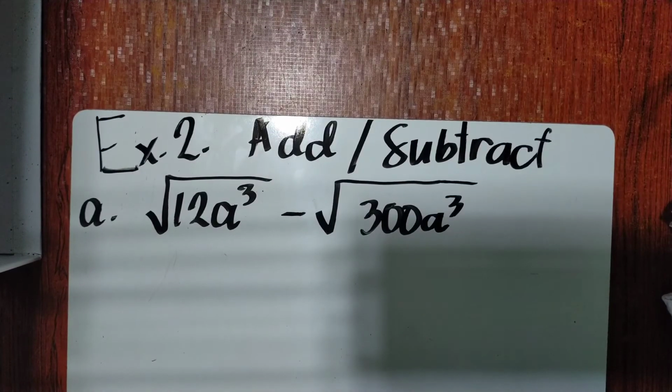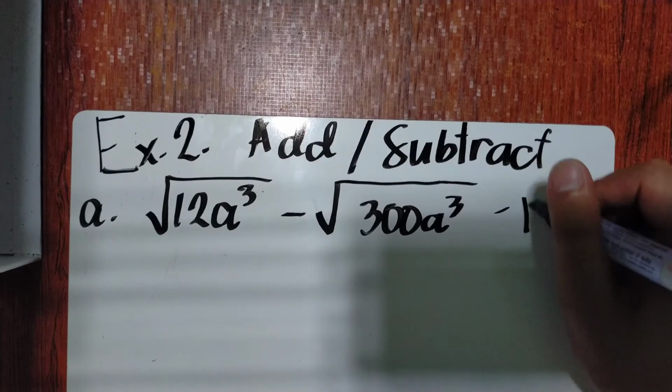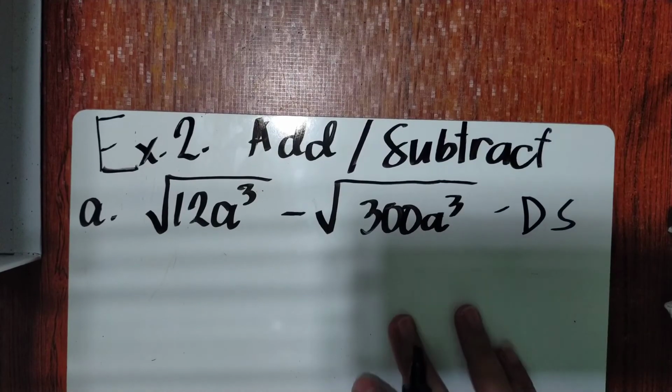Okay, another example. Example number 2 is to add or subtract. For letter A, we have here the example: square root of 12a cubed minus 3 square root of 300a cubed. Since the given indices are the same, but the given radicands are not the same, they are dissimilar. This example is dissimilar radicals.